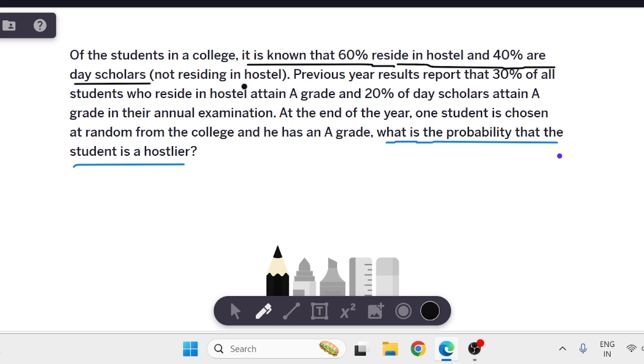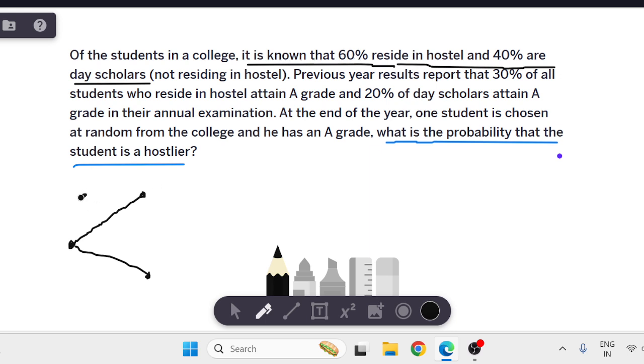So here we have a confusion about which will be the given probability. We may think that it is known, but let's think. As I told you in the first branch, what is the probability that the student is a hostelier? So hostelier and day scholar, these are the two branches. Now you look at it, it's given 60%.